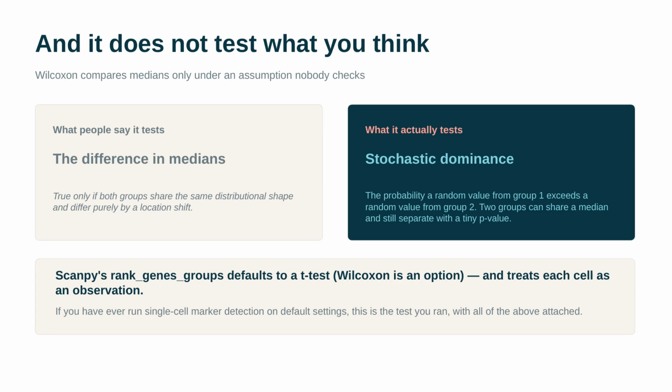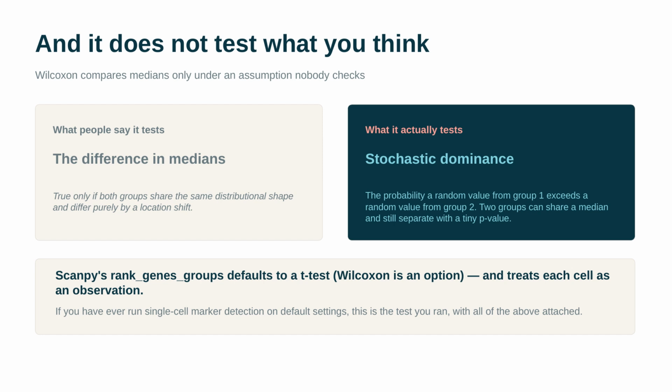There is a second misconception worth clearing up while we are here, because it changes how you report your results. People say the Wilcoxon test compares medians. It does not, except under an assumption almost nobody checks. What it actually tests is stochastic dominance, the probability that a randomly drawn value from group 1 exceeds a randomly drawn value from group 2.